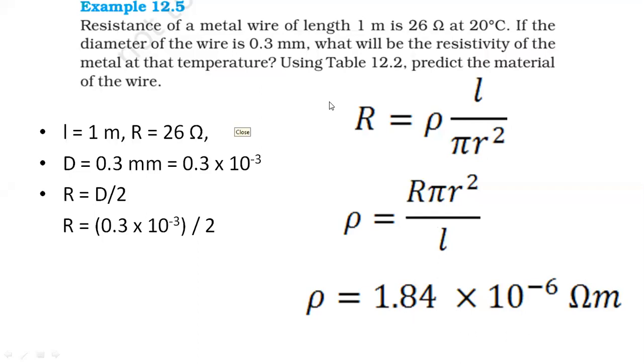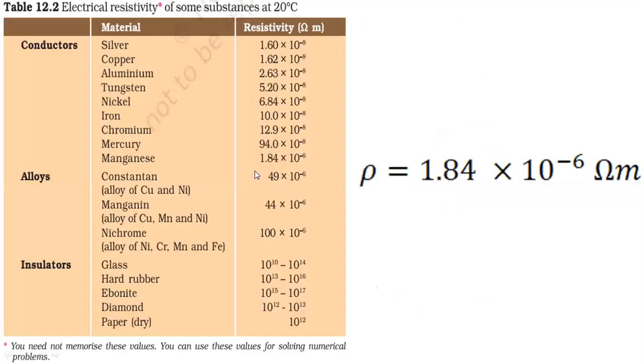Okay. Now, second thing, the question is not done yet. They had said find resistivity. The second question asks: using table 12.2, predict the material of the wire. So we also have to predict what kind of material this is. You take the value and match it with the actual table given in our textbook. In the exam, if such a question is given, this table will be provided to you, so don't worry.